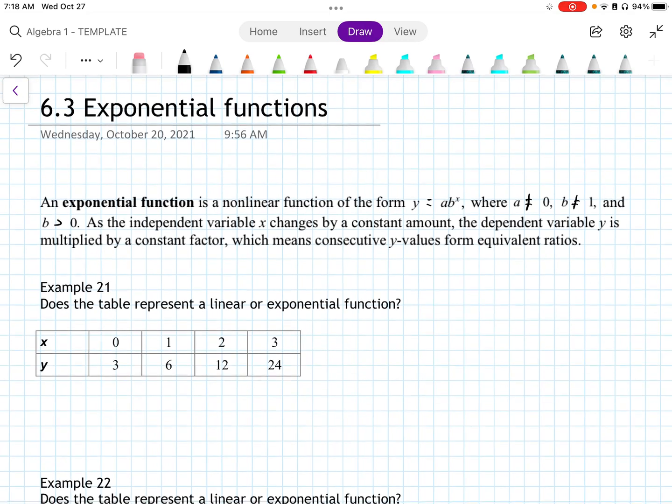As the independent variable x changes by a constant amount, the dependent variable y is multiplied by a constant factor, which means consecutive y values form equivalent ratios. All right, what does that mean? If we're looking down at this table down there, whenever we were looking at lines, we would look and see, well, what do we add each time, right? We'd do the little swoop and we'd say, well, we add 1, right? Now we're going to look at what would we multiply by.